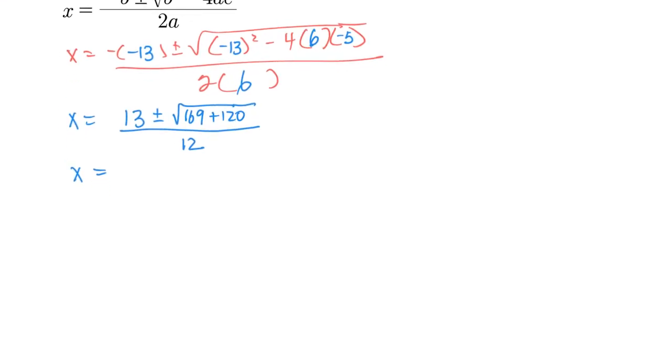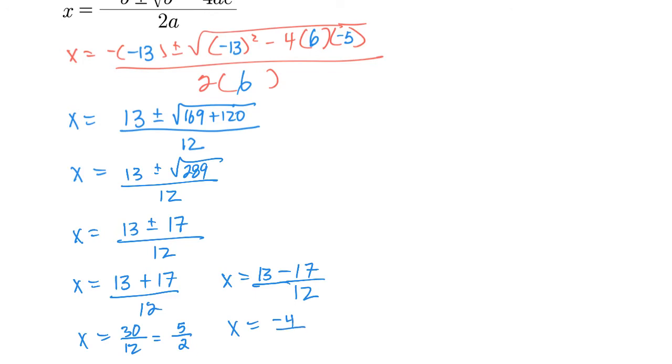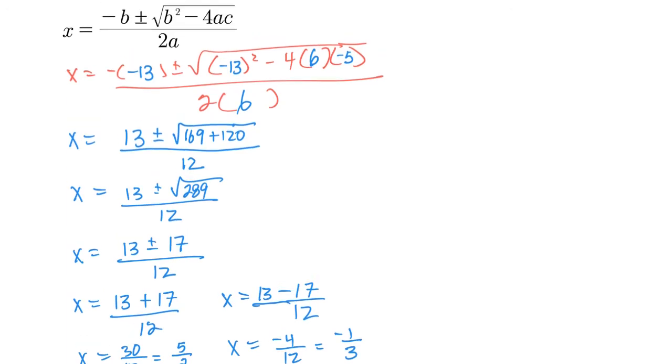So x is equal to 13 plus or minus the square root of 289 over 12. And the square root of 289 comes out to bang on 17. Nice. So I can simplify further. So I get my two answers, 13 plus 17 over 12, or x is equal to 13 minus 17 over 12. So this would be 30 over 12, which simplifies, I think 6 will go into everything. 6 will go there, 5, 6 will go there, 2. So 5 halves, or this would be minus 4 over 12, and 4 will go into both of those, so it'll be negative 1 over 3.